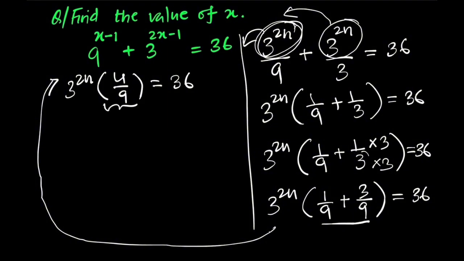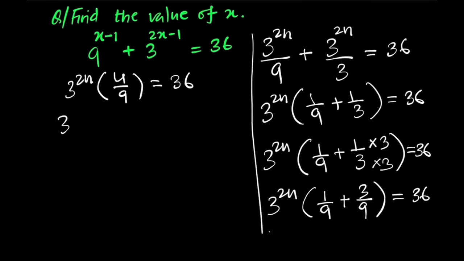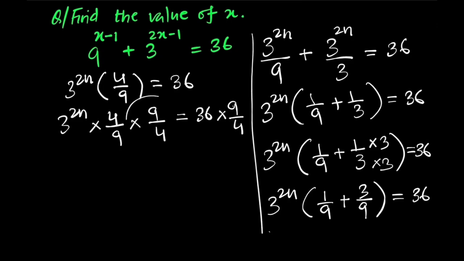36. Now I want to remove this 4 over 9 from this side by multiplying with its reciprocal. So 3 raised to 2x times 4 over 9 times 9 over 4 equals 36 times 9 over 4. So you see that I'm multiplying by 9 over 4 on both sides just to remove this 4 over 9 from here. So 4 and 4 get cancelled out, and so does 9 and 9, which gives us 3 raised to 2x equals 36 divided by 4 equals 9, and 9 times 9 means 81.